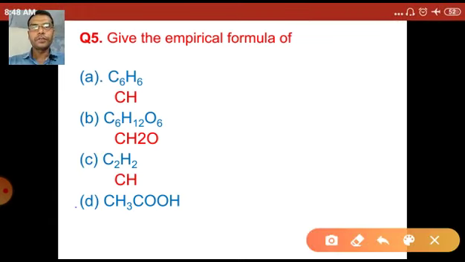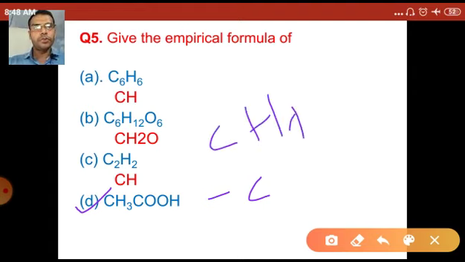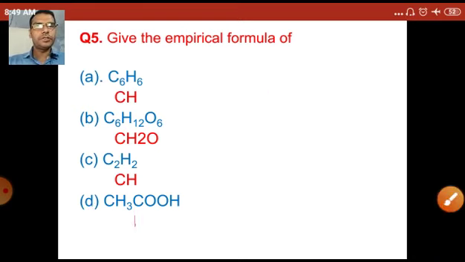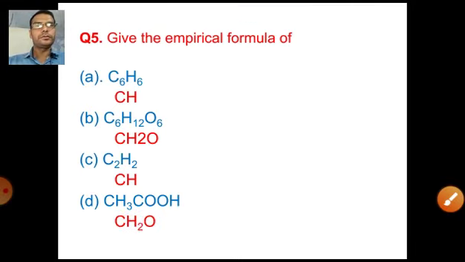Now the next question, the empirical formula of CH3COOH, acetic acid. First we sort out this formula and we get C2H4O2, and then simplify this formula. After simplification we get CH2O. So this is the empirical formula of acetic acid. So the answer is CH2O.